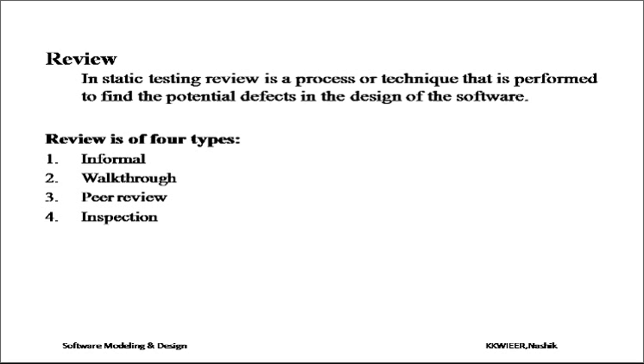Third type is the peer review. Peer review means checking documents of one another to detect and fix the defects. It is basically done in a team of colleagues. Last is the inspection. Inspection is basically the verification of a document by higher authorities, like the verification of the software requirement specification.